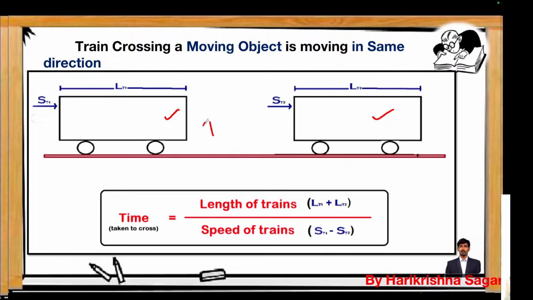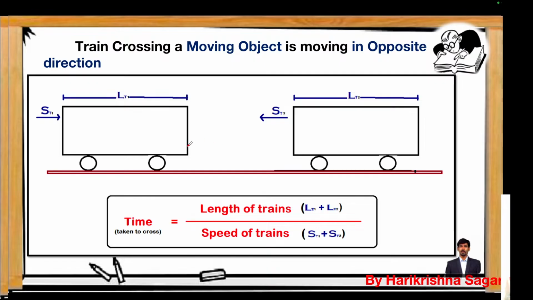The basic formula for time is what? Distance by speed. Because the two trains are moving, the total distance covered will be the length of train 1 plus train 2, and the speed will be s1 minus s2, because they are moving in the same direction. Use this formula. And if they are moving in the opposite direction, the same thing: time is distance by speed. Here the distance is train 1 plus train 2, and the speed is s1 plus s2, because they are moving in the opposite direction.